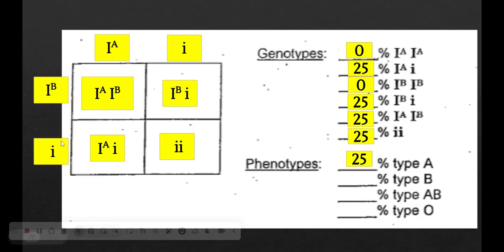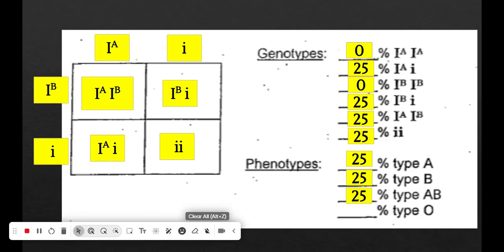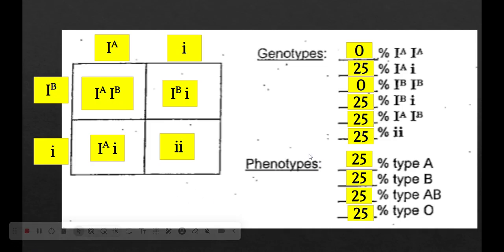So we're going to have about a quarter of them could be type A, 25%, 1 out of 4. 25% could be type B, 25% are type AB, and 25% are type O.